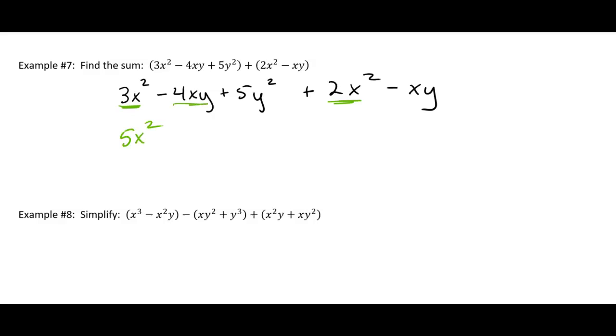Now, do I have any xy terms? Let me switch to a different color. Do I have any xy terms? Yep, right there. So I've got negative 4 and negative 1. You're thinking, what's negative 4 plus a negative 1? And that's going to be negative 5. So I'm going to have a negative 5xy. And then what about this term? Well, he's the last term. There's no other terms, so we'll just write him down. 5y squared. All right, that's the answer.